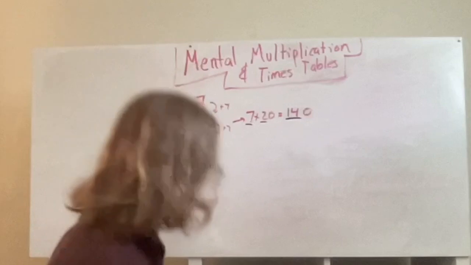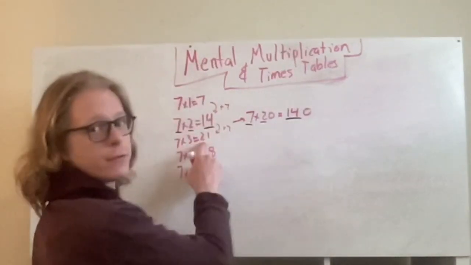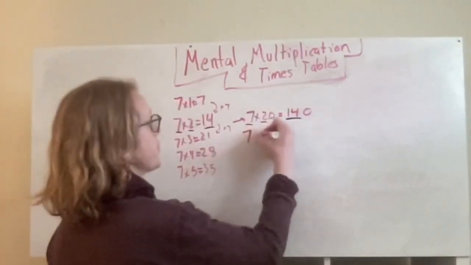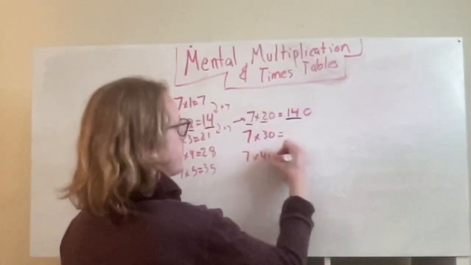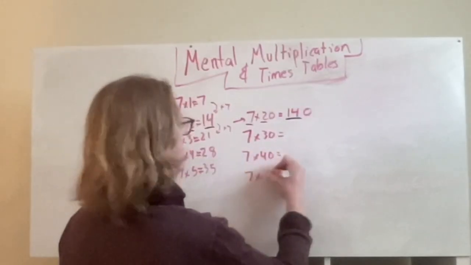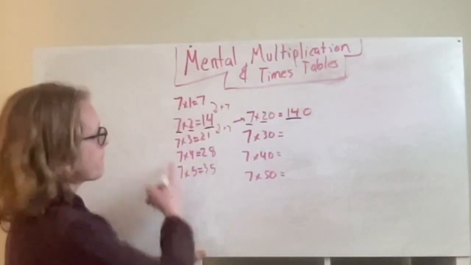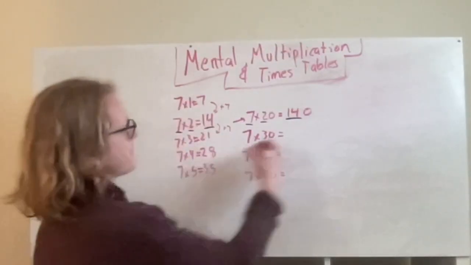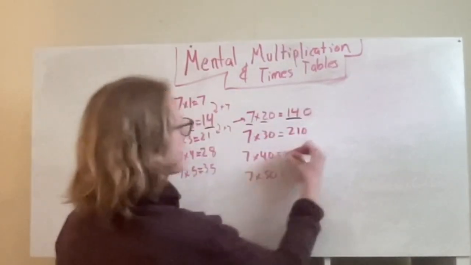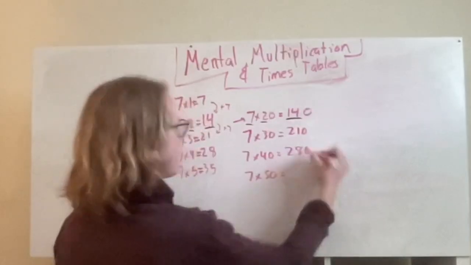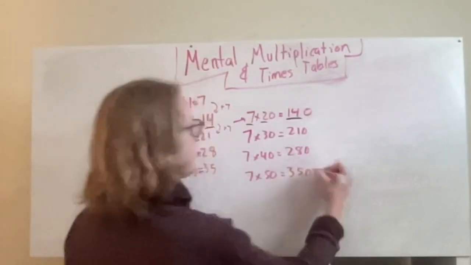Right? So take a second and try to think about what would 7 times 3 get you? 7 times 30. What would 7 times 40 be? And what would 7 times 50 be? Pause the video for a second. Okay? 7 times 30, 210. Times 40 is 280. And then times 50 would be 350.